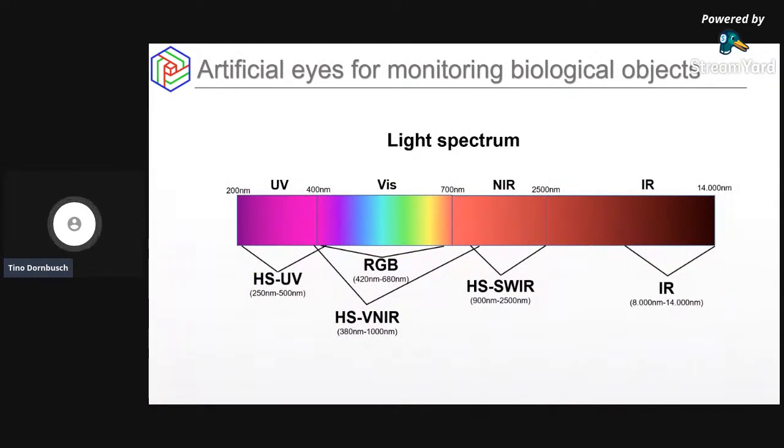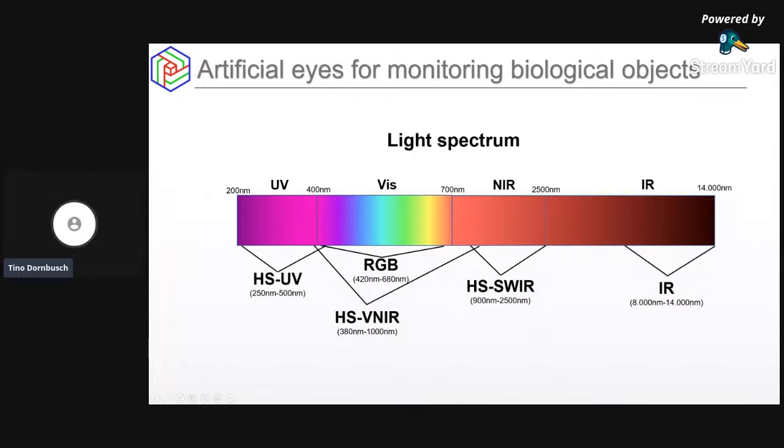Artificial eyes for monitoring biological objects. So Surya already gave a lot of examples of what kind of sensor technology is available. I just want to give you a very general overview. This is the light spectrum that goes from ultraviolet light, visible, until the infrared. And for the different parts of the electromagnetic spectrum, we have different sensors that can look into this, right?